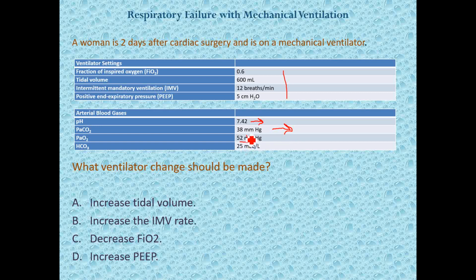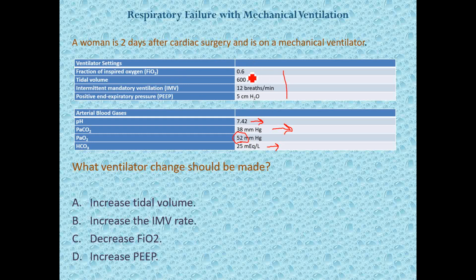Now we look at the PO2, and we see that this patient is profoundly hypoxic. The PO2 is definitely less than 80 to 100, and definitely less than Dr. Reed's lower marker of acceptance, which is less than 60. Bicarbonate at this moment is normal. So we see that we have an oxygenation issue. So what ventilator changes would we make?